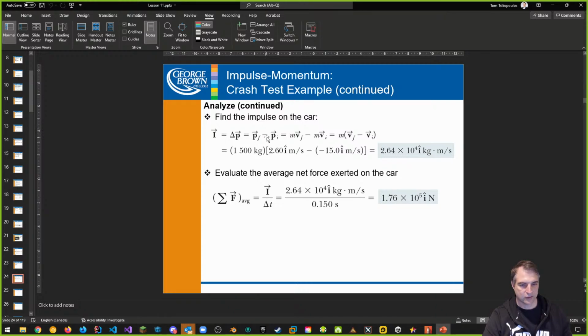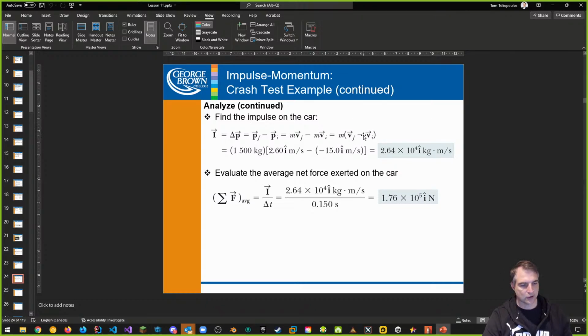If we break this down, momentum itself is mv, right? We're further breaking it down, deriving it: mv_f, which is mass times final velocity, minus mass times initial velocity. We can factor out the mass. So the change in momentum is equal to mass times (velocity final minus velocity initial).